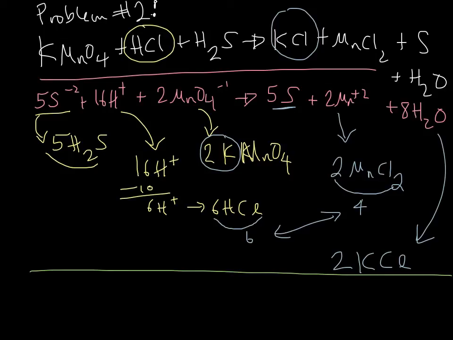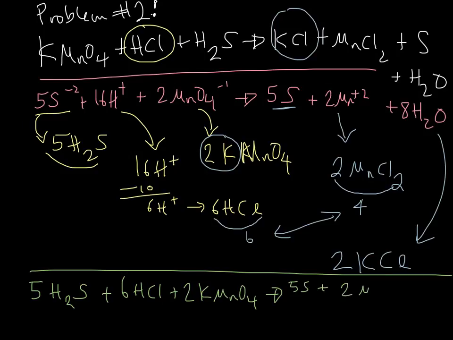So let's rewrite all of that. Now I have 5 H2S and 6 HCl and 2 potassium permanganate is going to yield 5 sulfur and 2 MnCl2, and let's see if I can squeeze this in here, 8 H2O and 2 KCl's. And you can double check and make sure everything is balanced on both sides.